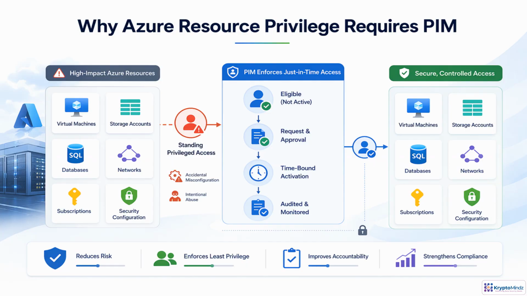Azure resource roles are powerful because they control the systems your business runs on: virtual machines, storage, databases, networks, subscriptions, and security settings. Permanent owner or contributor access creates real risk. A simple mistake can affect production, and a compromised account can cause serious damage. PIM changes that model by keeping administrators eligible until access is actually needed. Activation can require MFA, justification, approval, a limited duration, and full audit logging. The outcome is just-in-time privilege. Enough access to do the job without standing access waiting to be misused.